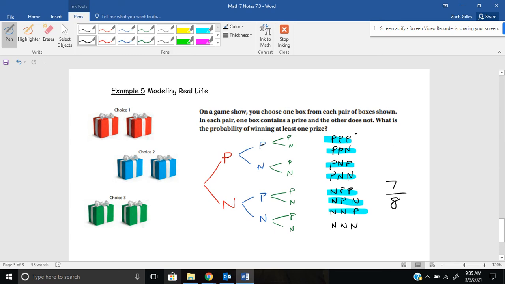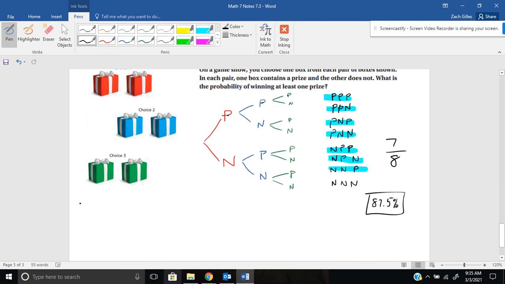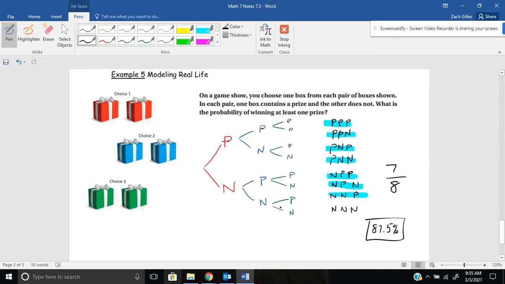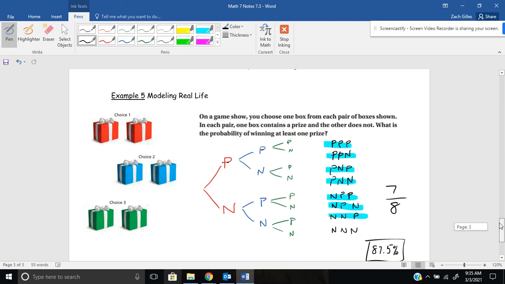Number of favorable outcomes: there's 7 over the total outcomes, 8. So 7 out of 8 is what? 7 divided by 8 is 87.5%. Pretty good chance of getting at least one prize. Let me know if you have questions on that one. Hopefully that modeling made sense to you and helped visualize that.